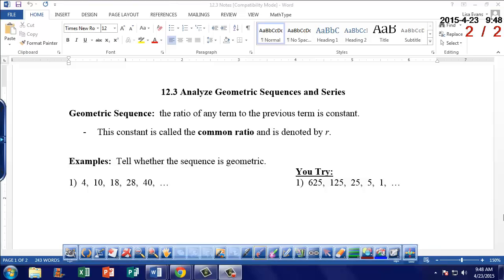Hello, today is lesson 12.3. It's going to be very similar to what we did yesterday, except it's called geometric sequence and series.